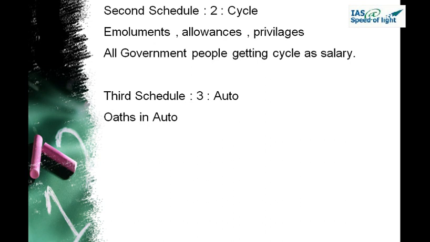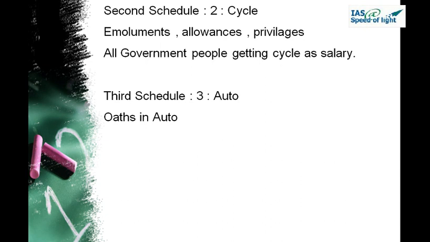Third schedule, third, 3, our picture for 3 is auto. If you remember, auto is our picture because auto is a 3-wheeler, it has 3 wheels. So third schedule is auto. And this third schedule deals with the forms of oaths or affirmations, right? Oaths or affirmations for the ministers, for the members of parliament, for the judges, for CAG, for all the government machinery, executive machinery.